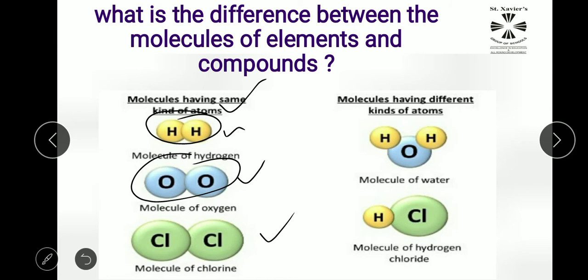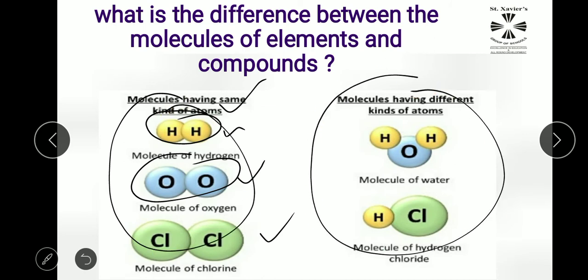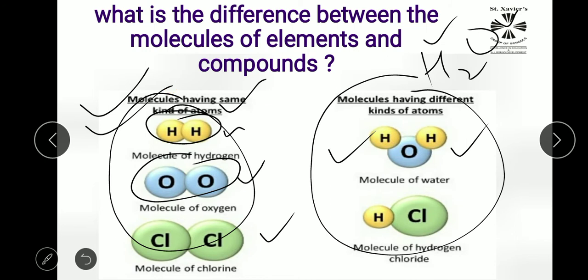But when we talk about molecules of a compound, students, we have already discussed the compound of elements. Now we are going to discuss the molecules of compounds. In compounds, we have the example of water. Water is a compound, H2O, of hydrogen and oxygen. That means they are heteroatomic. In the first one they were homoatomic. Homo means same. They are heteroatomic, that means they have two or more than two types of atoms in a compound, students.